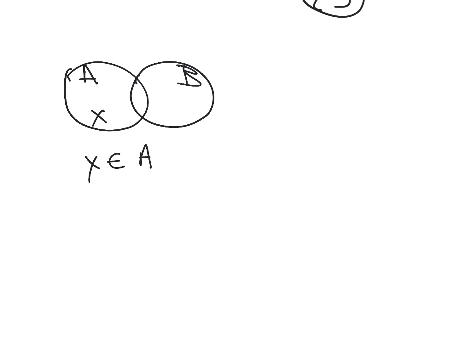I could also write it as X is an element of A unions B, because A unions B is everything in both A and B, and X is in one or the other. It doesn't matter if they're in both. It just has to be in one or the other. So that is the union.